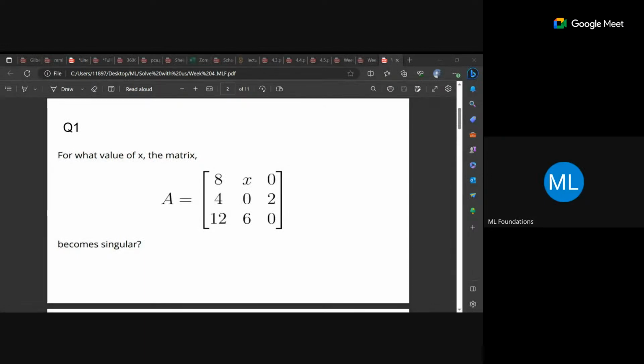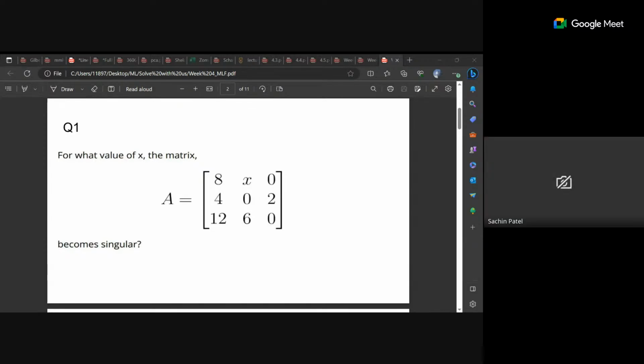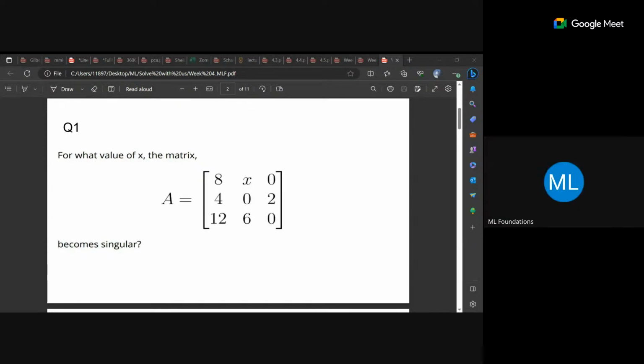Okay. Yeah, I was asking when do we say a matrix to be a singular matrix? When the determinant is 0. Yeah, the matrix inverse is not possible. When it is not invertible, or also when the determinant is 0. So for what value of x are you getting the determinant to be 0?